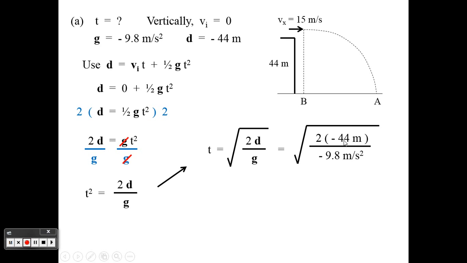The displacement, negative 44 meters, g is negative 9.8. Negative signs cancel themselves out. The meters also cancel themselves out. And if you operate your calculator, you should come up with a time of 3.0 seconds. So it takes 3.0 seconds to travel this path, and it also takes 3.0 seconds to travel to A. Gravity acts equally on both.